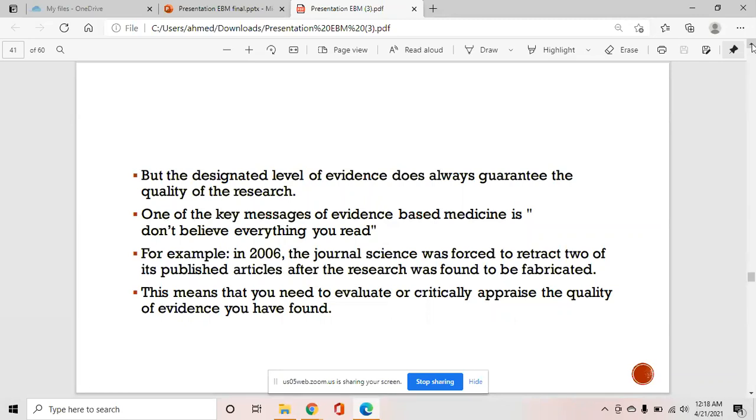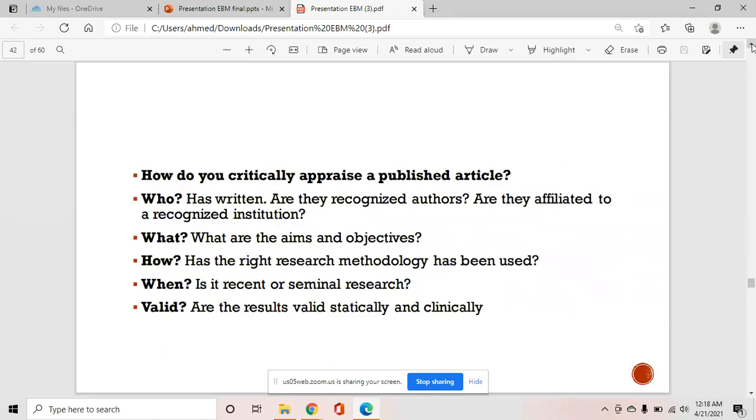One of the key messages of evidence-based medicine is: don't believe everything you read. For example, in 2006, the journal Science was forced to retract two of its published articles after the research was found to be fabricated. This means that you need to evaluate or critically appraise the quality of evidence you have found. How do you critically appraise a published article?